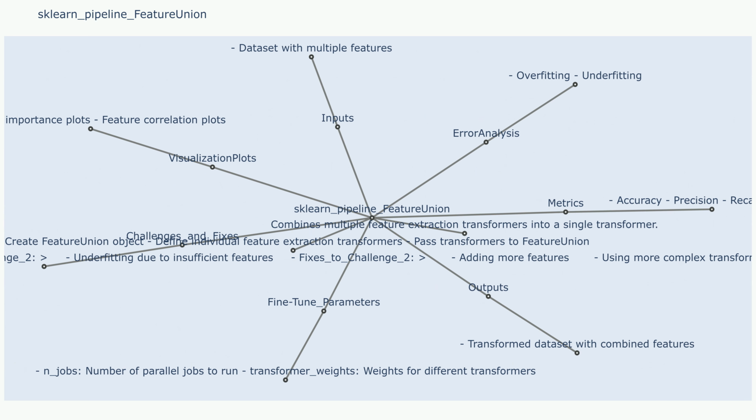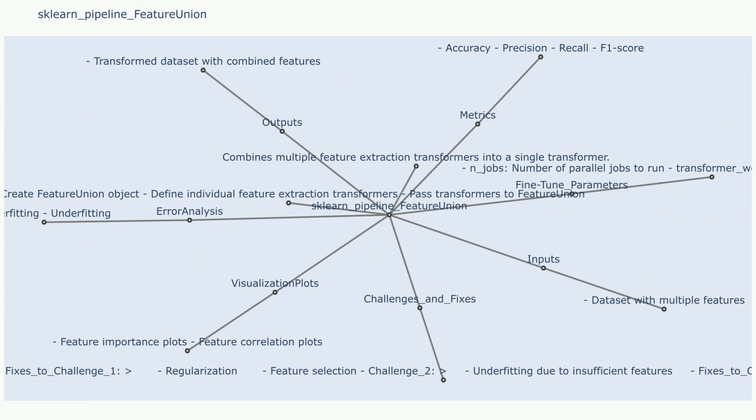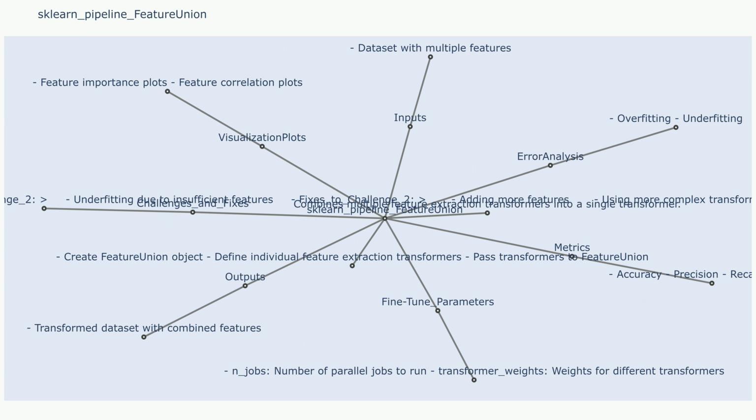Fine-tune parameters. Parameter 1. N jobs. The number of jobs to run in parallel. This can speed up processing by utilizing multiple CPU cores. Parameter 2. Transformer weights allows you to assign weights to the output of each transformer within feature union. This can be useful if you want to give more importance to specific features generated by certain transformers.